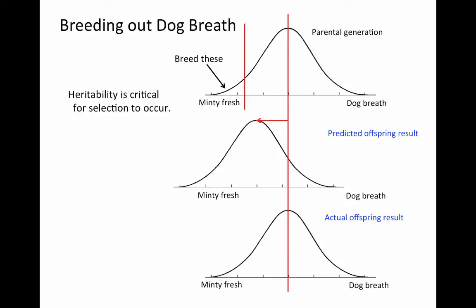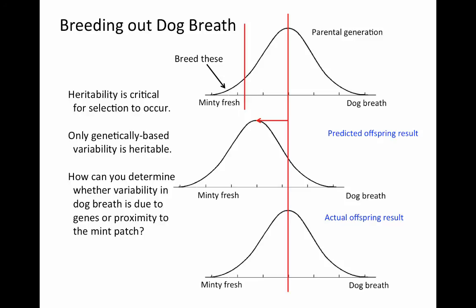So we can see that heritability is critical for selection to occur. We can only get this shift in phenotype from generation to generation, evolution by selection, artificial selection in this case, if the variability is heritable. And we know that only genetically based variability is heritable. This is how we inherit things, through our genes. So how can we determine whether variability in dog breath is due to genes or proximity to the mint patch or some combination of the two?